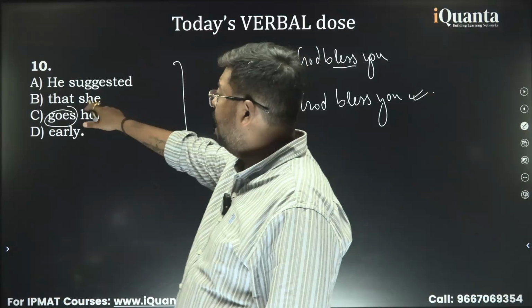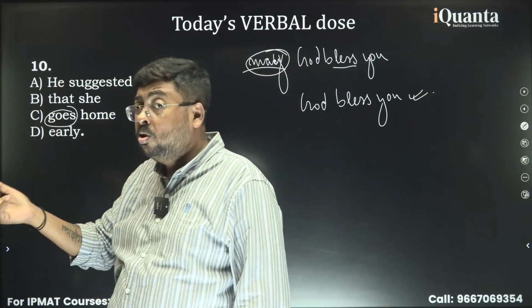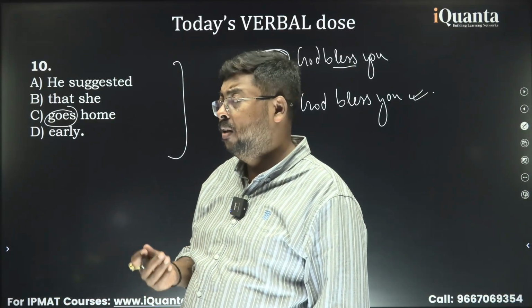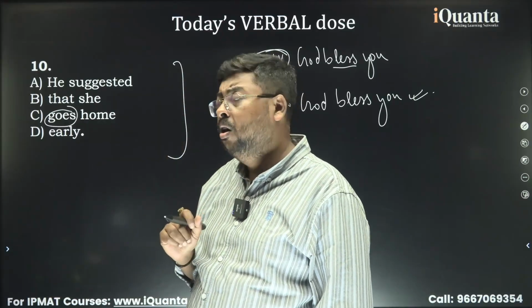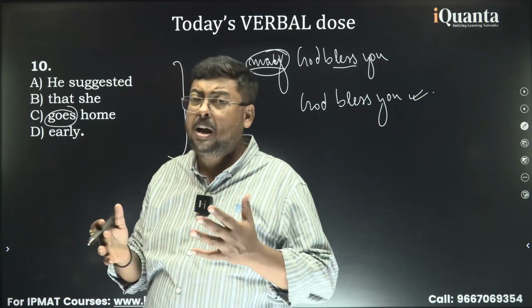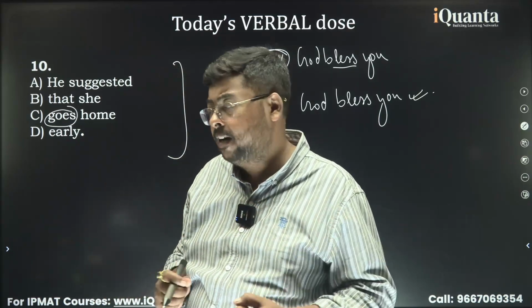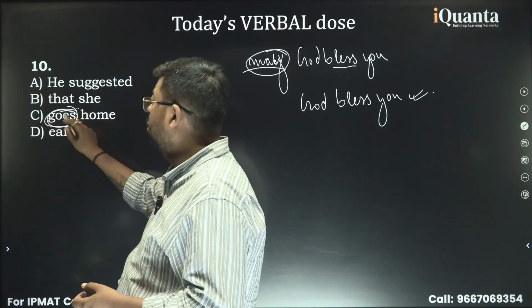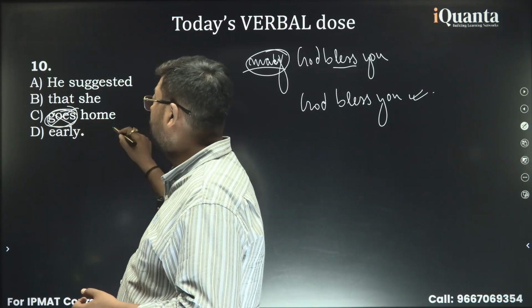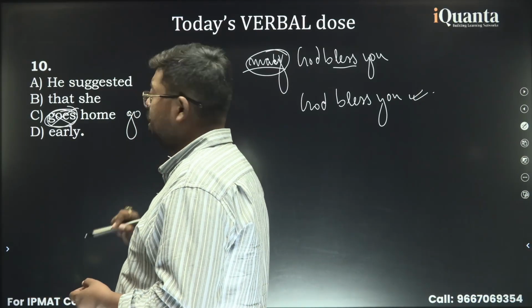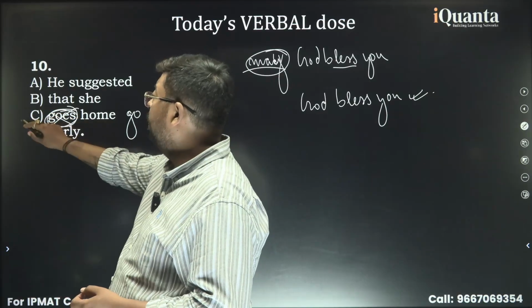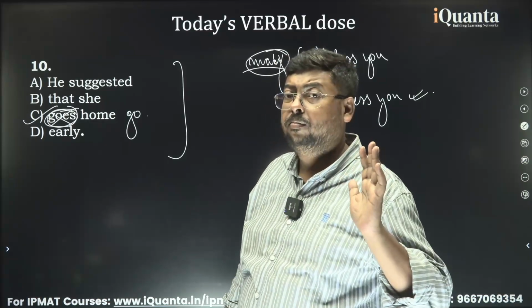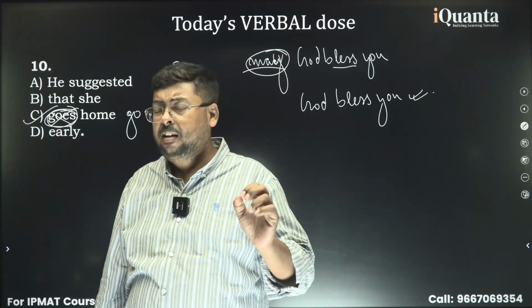He suggested that she goes home early. In this case, I have to show that it is in the subjunctive mood. It is something which is not happening, but it is just being hoped for or something like that, right? So that's why we do not write goes, we write go. So it would be go written out here, okay? So the answer will be, he suggested that she go home early. Kind of tricky, yes, of course.